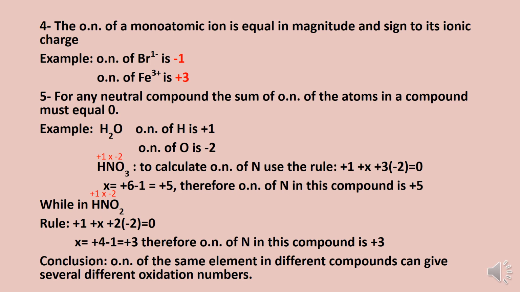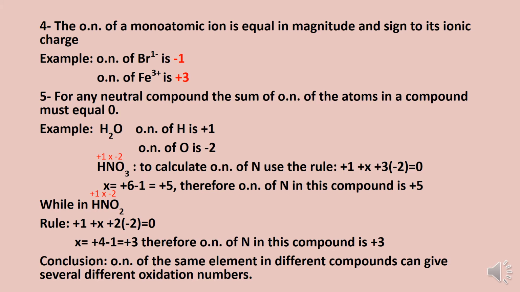The fourth rule is that the oxidation number of a monoatomic ion is equal in magnitude and sign to its ionic charge. An example is Br-, its oxidation number is -1, so it is equal to the magnitude and sign of its ion. Now the same thing with Fe3+, so its oxidation number is +3.